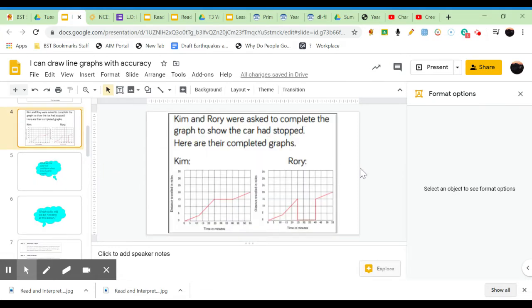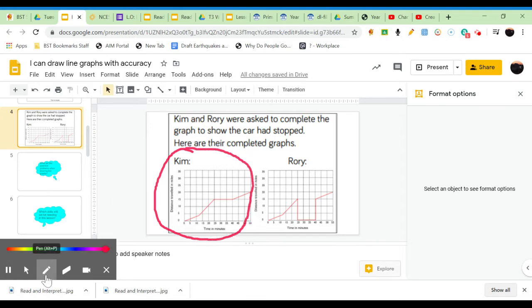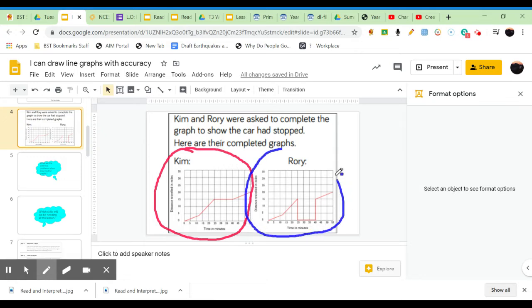So, Kim and Roy were asked to complete the graph to show the car had stopped. Here are their completed graphs. Here is Kim's graph, and here is Roy's graph. Now, you will notice that they are slightly different. They have completed the graph.